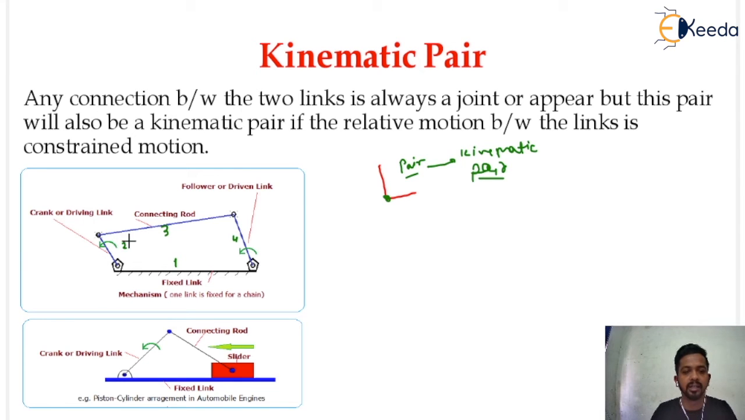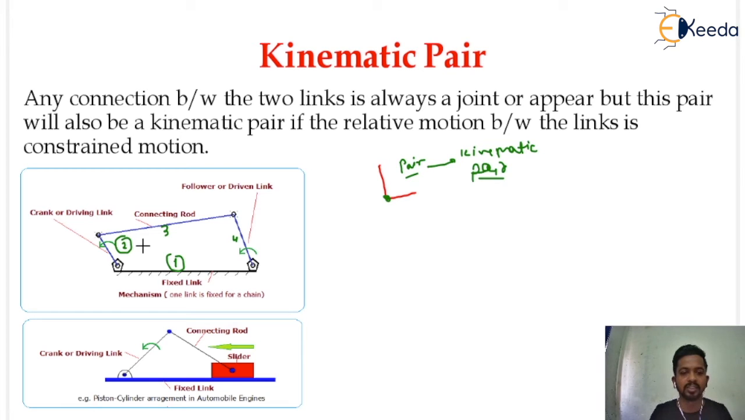When two links are having relative motion with respect to link 1, this motion of link 2 is constrained motion because it can rotate only. It can rotate or it can oscillate. There are two possibilities, it can rotate or it can oscillate. So we have constrained this motion. Okay, it may be completely, it may be partially, it doesn't matter, but the motion should be constrained. So when the motion is constrained between the links, then we can say this is making a kinematic pair.